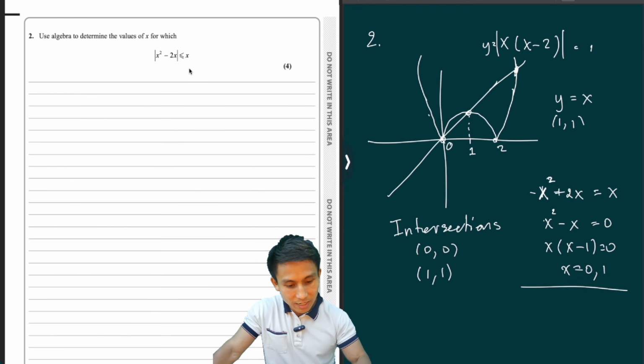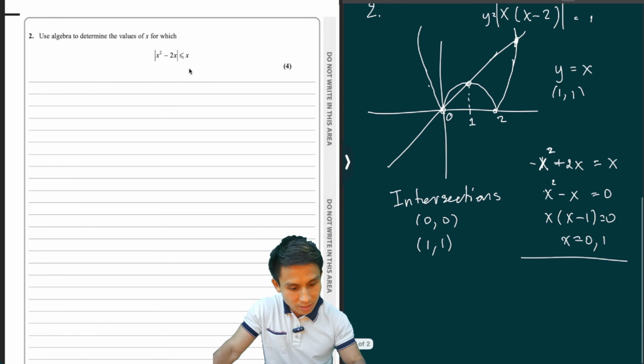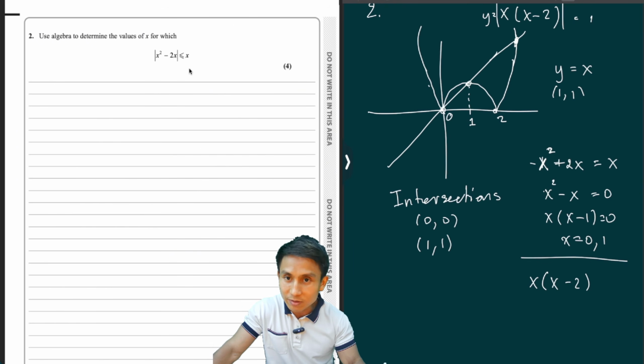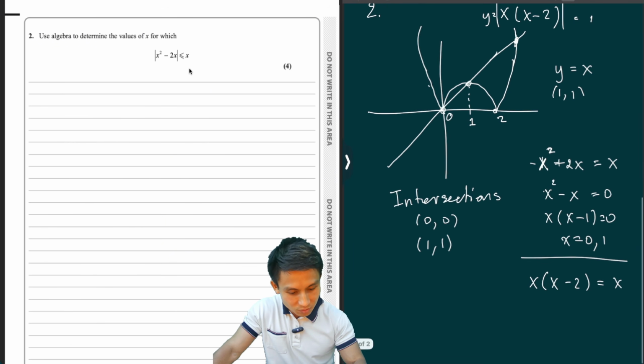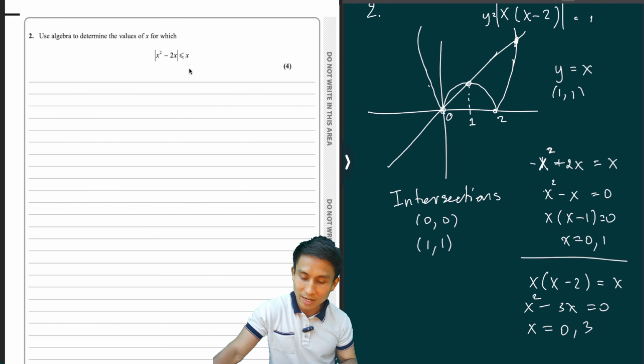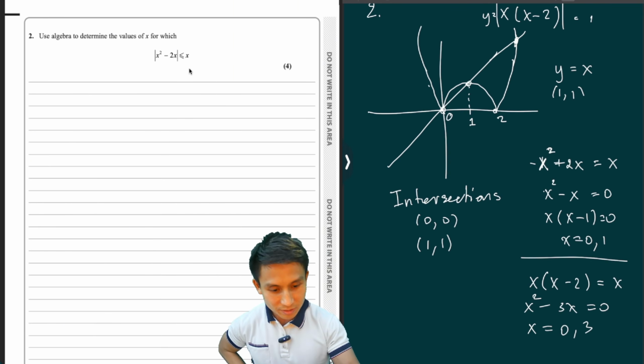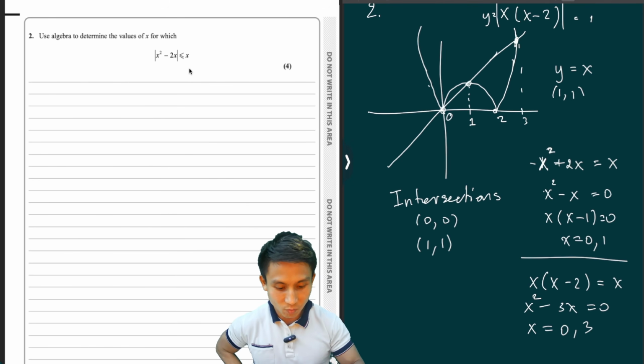So the other solution for that would be, well, that's the normal x and x minus 2, right? Without the modulus sign, of course. And we put it equal to x. So this is x squared minus 3x now, right? If we move also the other x there. So I have x equals 0 or 3 if you solve that quadratic. So this is where x equals 3. Y would also be equal to 3, right?